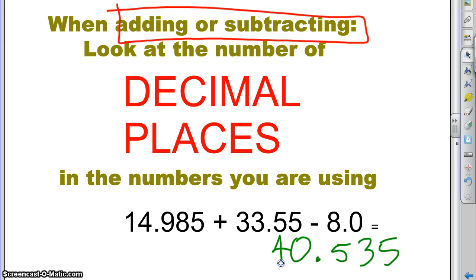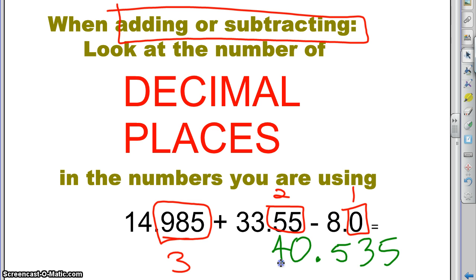So we look at the numbers that went into it, and the first number is 14.985, and we ask ourselves, how many places to the right of the decimal point are there? And the answer is 3. What other numbers did we use? Well, we used this 33.55, and it has 2 digits to the right of the decimal, and this 8.0 has 1 digit to the right of our decimal.